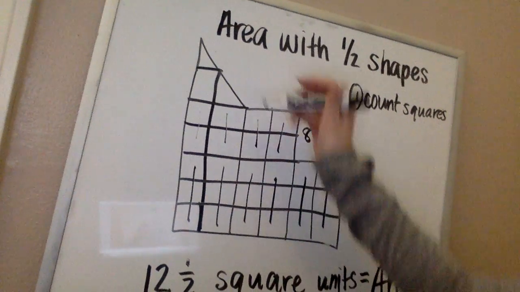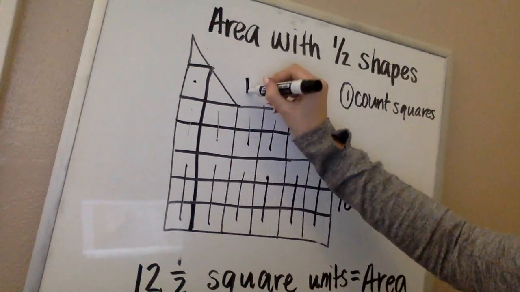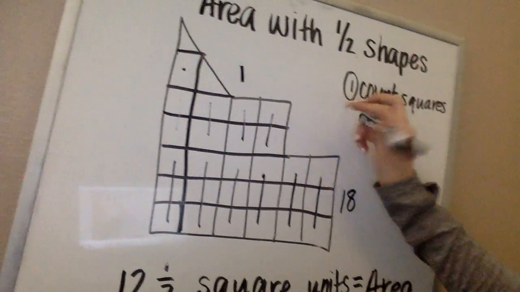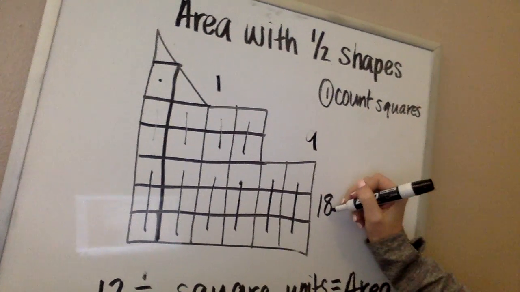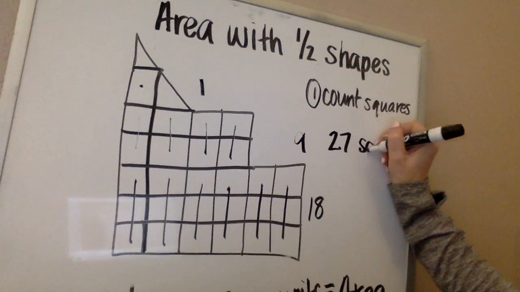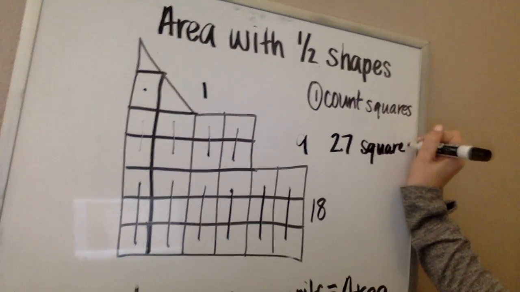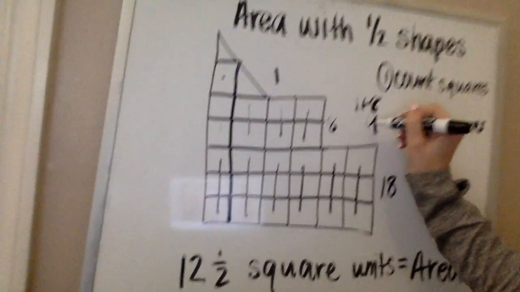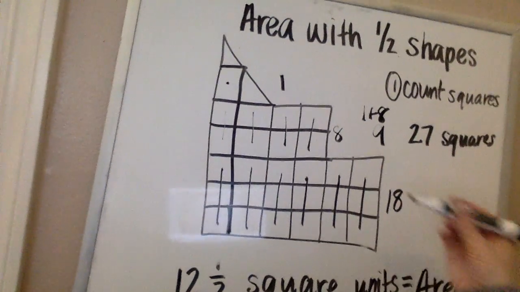Then we have our 8 here. We still have 1 more here. So if I add those together, 1 plus 8 is now 9. 9 plus 18 is 27. So I have 27 full squares. I'm just going to keep that 8 there. 1 plus 8 equals 9. That way I don't confuse anyone.